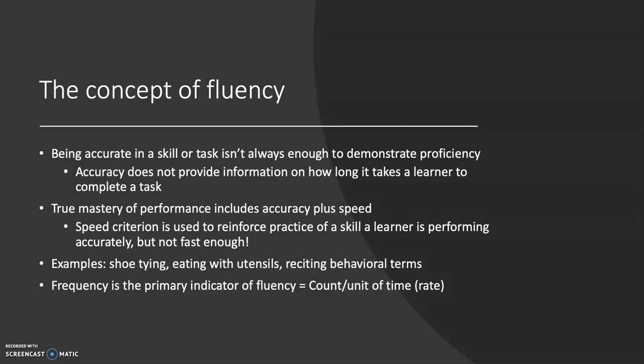So we're going to talk about standard acceleration charts. Standard acceleration charts have to do with being a fluent learner. It is good to be accurate, i.e. correct. However, it does not provide information about how long it takes to complete a task. True mastery of performance includes accuracy plus speed, which ensures that the learner is performing the task at an appropriate speed, not just correctly. One example is tying our shoes.